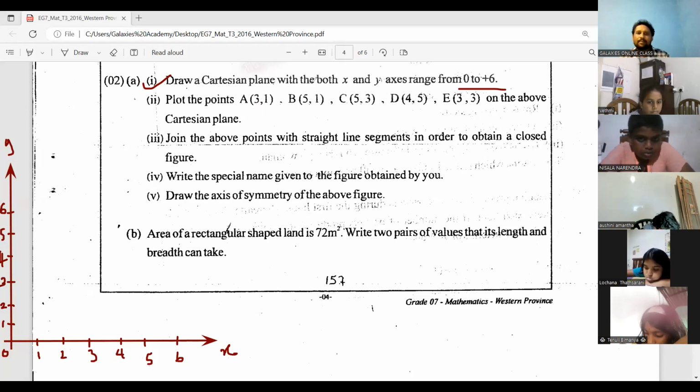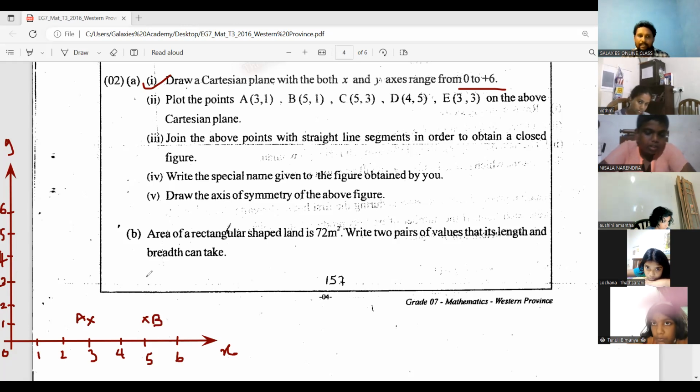3, 1 mean this which position? 3, 1. මෙහෙම 3 ගන්න x වල මෙහෙම 1 ගන්න මේ දෙන්න හම්බ වෙන තැන තමයි 3, 1 point එක තියෙන්නේ. Right? This point is A. Next one 5, 1. 5, 1 mean this one. It is B. Next one 5, 3. 5, 3 mean here 5 මෙහෙන් එනවා 3 මේ දෙක මීට් වෙනවා මෙතනදී.